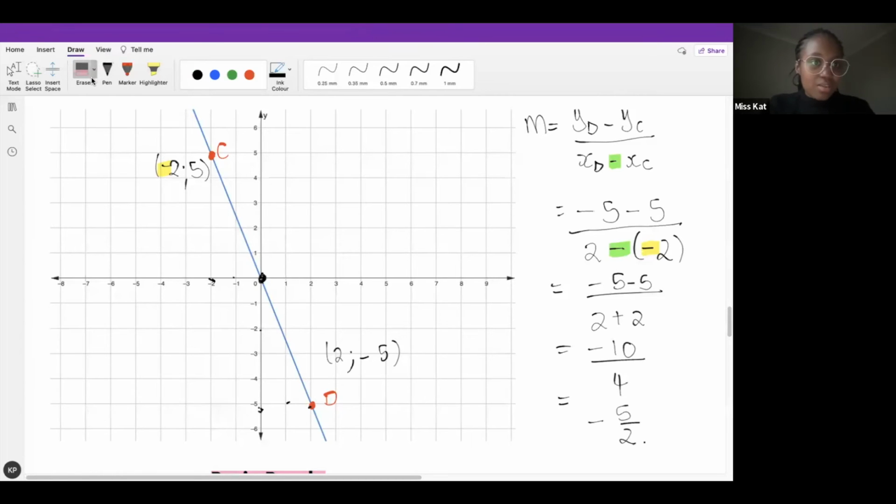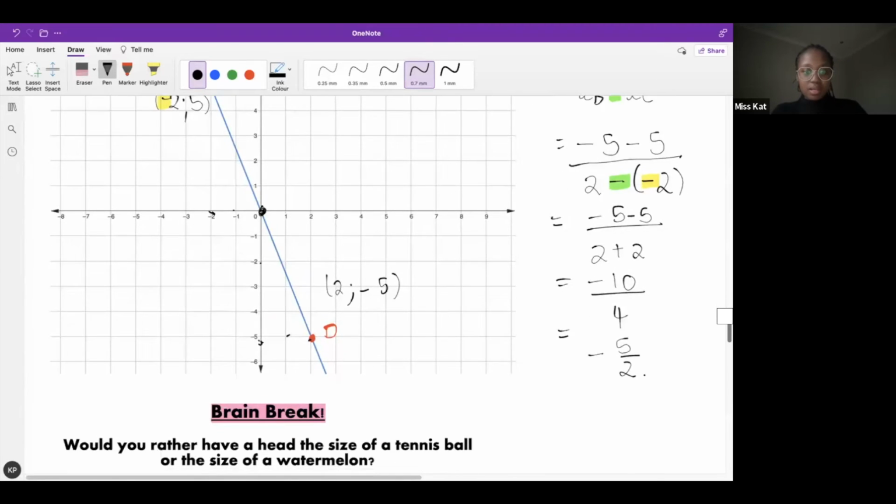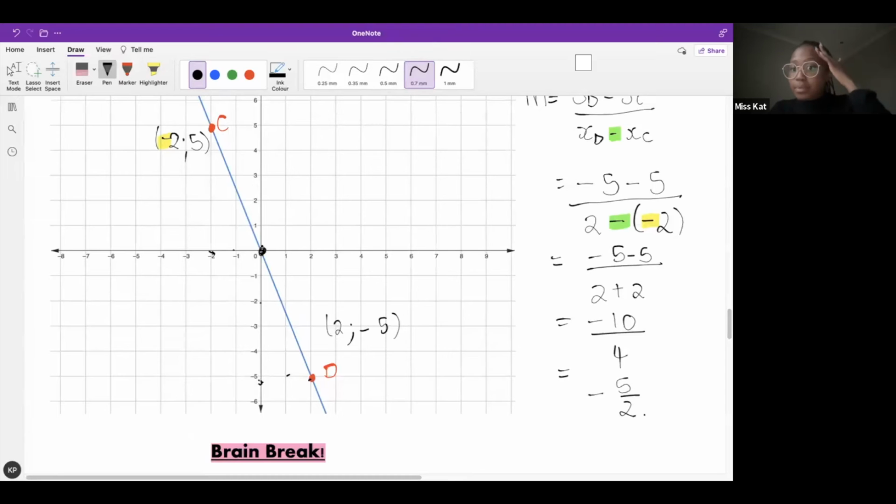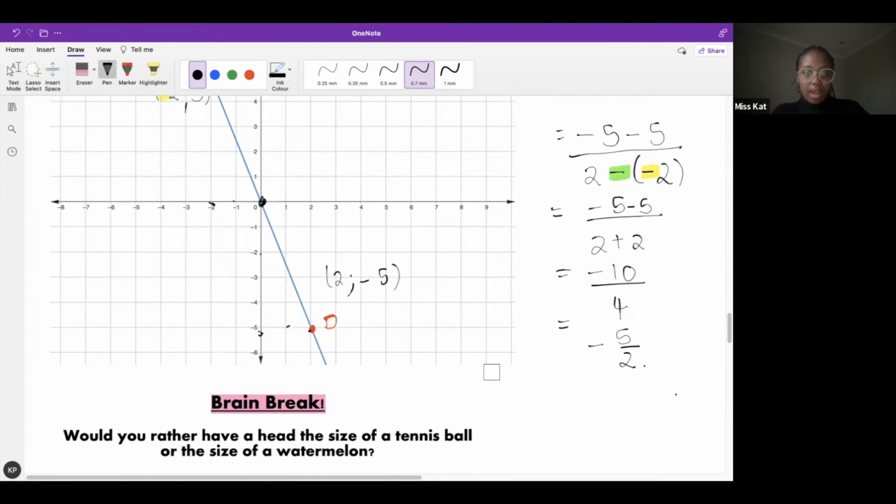And my eraser doesn't want to erase what I just drew there. Okay, I guess we're going to just live with it. Okay, are we good? Can we have a brain break? Let's have a brain break. Okay. Would you guys rather have a head the size of a tennis ball or the size of a watermelon? You're either going to have a really small head or a massive one. Let's hear what you guys would rather have.